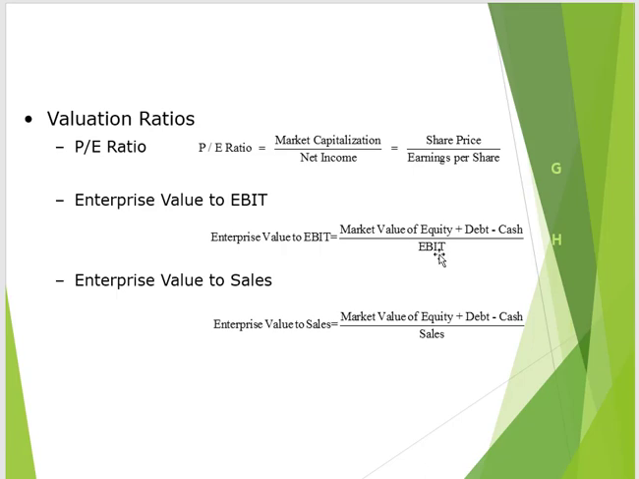So again, we want to look at this number relative to some other variables. The enterprise value to sales just tells us, given the sales of the company, how much we are willing to spend to buy those sales. Again, bigger numbers represent overvalued companies.